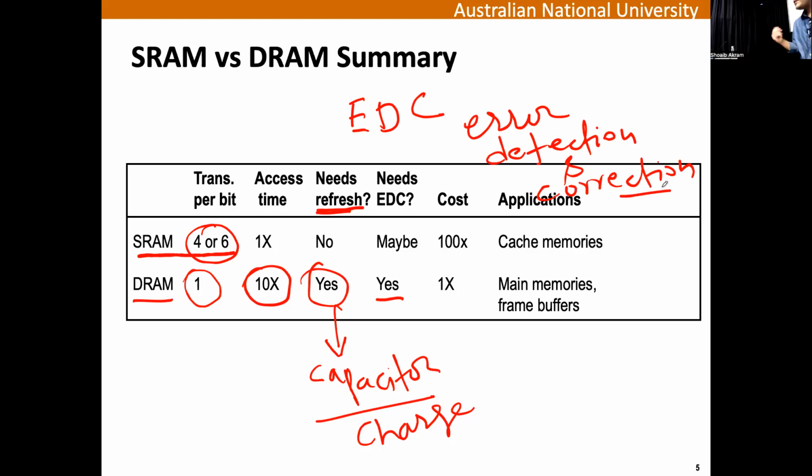So DRAM is used for main memory, frame buffers, which is something in your monitor, and cache memories. We will discuss caches. Because DRAM is so slow, over the years, what system designers have done, they have placed a small amount of cache memory, SRAM, very close to the processor, about few megabytes, right? And DRAM, main memory outside the CPU, is many, many gigabytes.